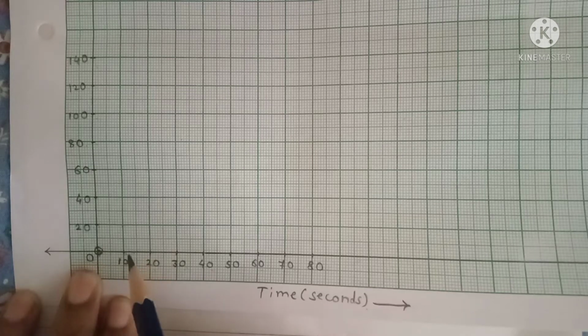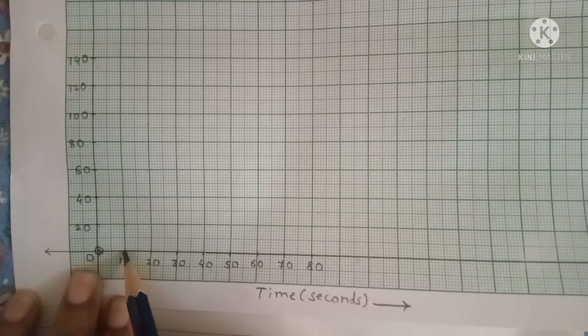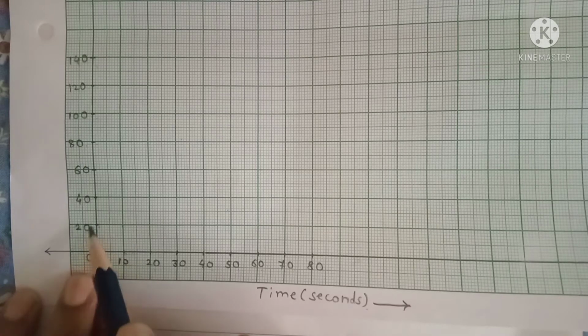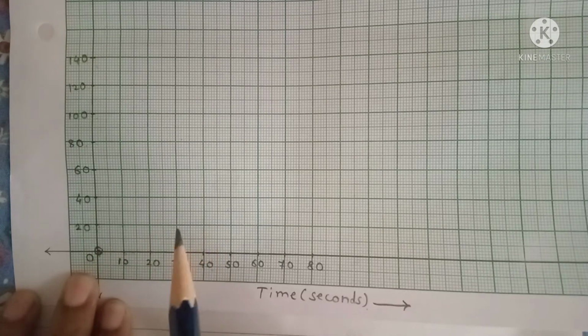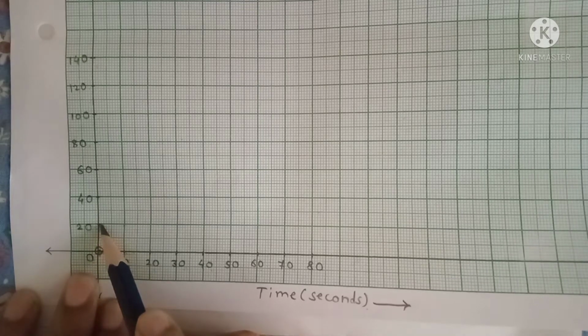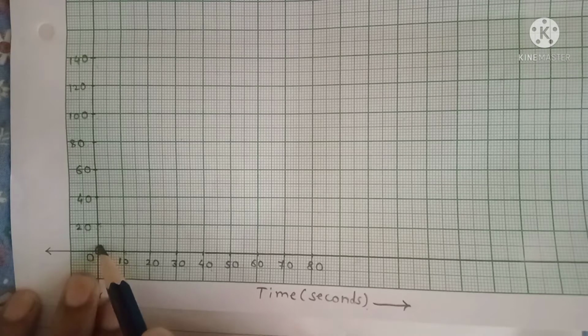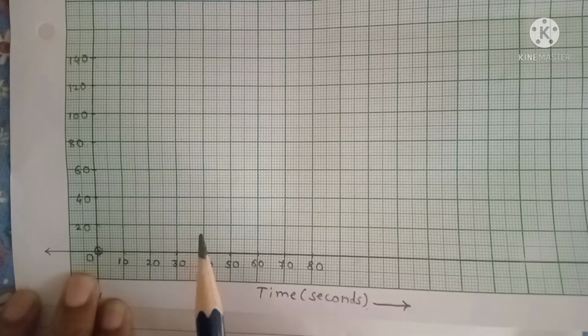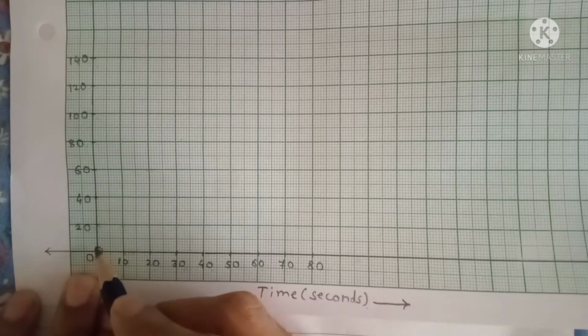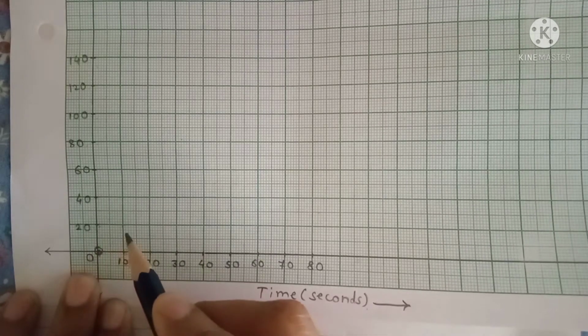Then afterwards, children, time is given as 10 seconds and distance is 15 meters. Now here 15 is not marked, but in between 0 and 20 there are 10 lines, children. So we can say that one small line is equal to 2 meters. Here, in between 0 and 20 there are 10 lines, so one small line is equal to 2 meters.